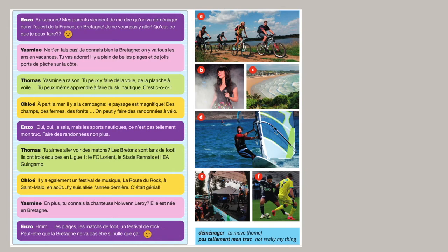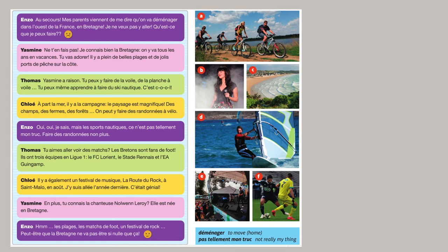So Thomas says, do you like going to see matches? The Bretons, that's the people from Brittany, sont fans de foot, they're fans of football. Ils ont trois équipes en Ligue 1. They've got three teams in the Premier League, Ligue 1. And they're the names of the three teams.